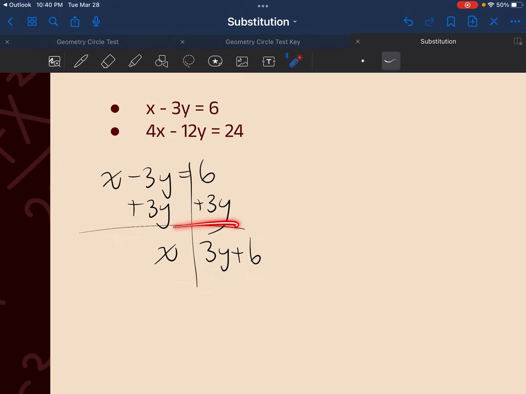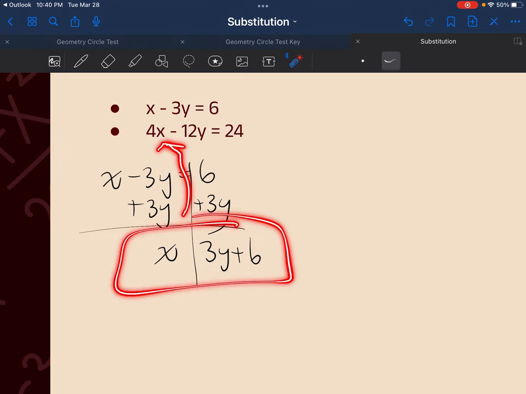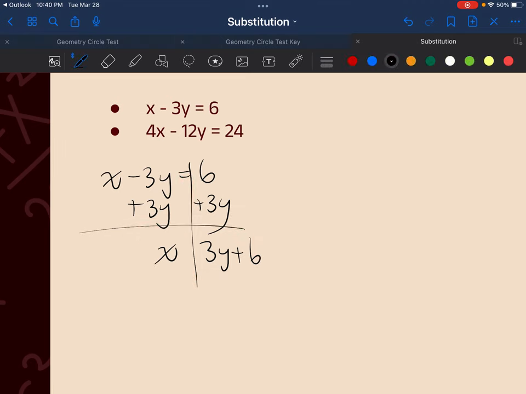So now that we have X by itself, we're going to go ahead and plug it into every single X that we see in our second equation. So 4X minus 12Y is equal to 24. Instead of writing my X down, I'm going to write down that. So 4, instead of writing X, I'm going to write 3Y plus 6.